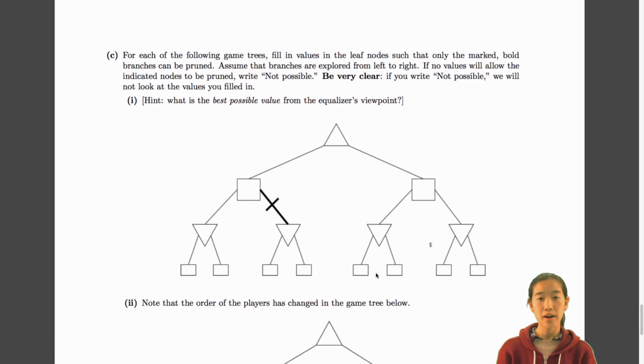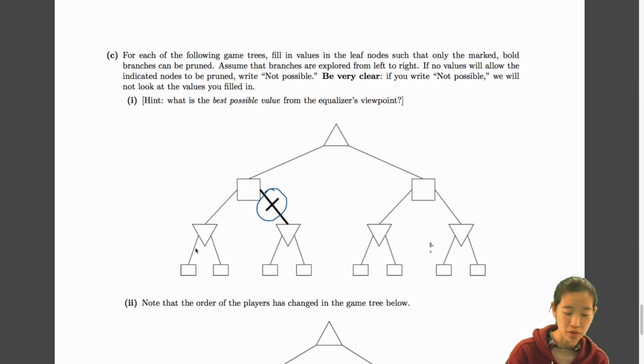Now let's look at a different scenario. We wish to fill in leaf values such that this pruning happens. So let's think about it. When would this value be pruned? This is the equalizer node, so the only case that it would be pruned is if this value was as close to 0 as it can be. So what would that scenario be if one of them were actually 0?